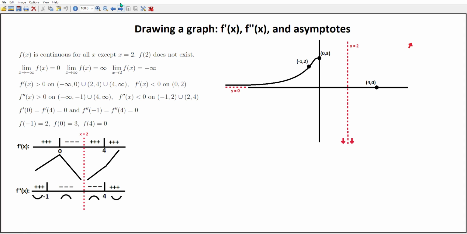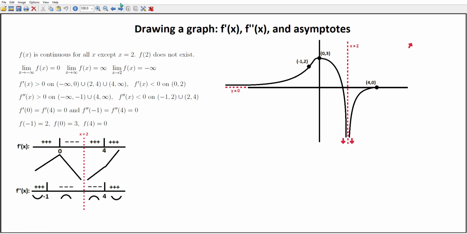0 is a critical point, which we know is a local maximum. And on the other side of 0, the function is decreasing and still concave up. And we head to minus infinity when we approach x equals 2, as we have that information already on the graph here. Now on the other side of x equals 2, we're coming up from minus infinity, increasing and concave down.